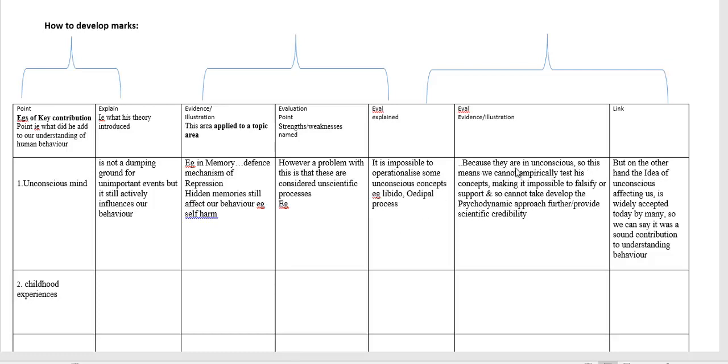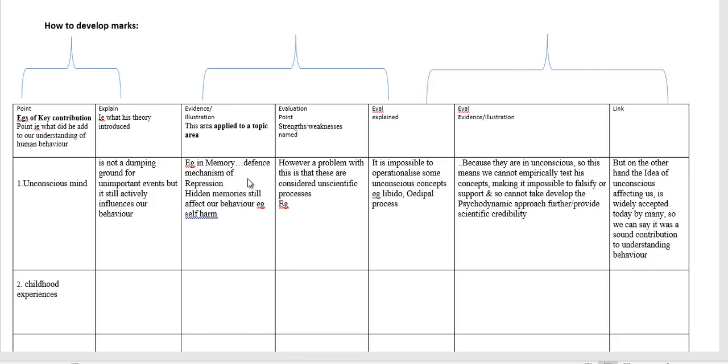So in the unconscious, developing that a little bit more means we can't empirically test this. It makes it impossible to falsify or support it. So we can't develop the psychodynamic approach even further, and therefore it lacks scientific credibility. But on the other hand, the idea of an unconscious affecting us is widely accepted today by loads of people, to be honest, probably most people. So we can say it is a sound contribution to our understanding of human behaviour.